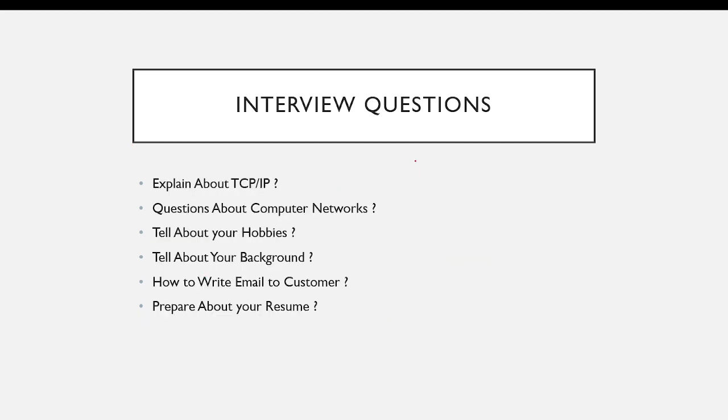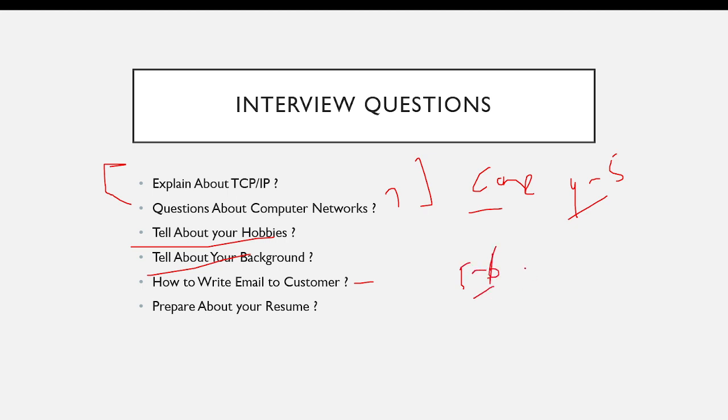Just read about some computer networks. They can ask you computer networks related questions like TCP/IP. Another thing is tell about your hobby, your background, and how to write an email to a customer. Suppose they give you a case where a customer is having an issue and the process is delayed by around 4 to 5 days. This is the situation, and you have to answer the customer's queries. So how can you write an email? Just write an email in 5 to 6 lines.